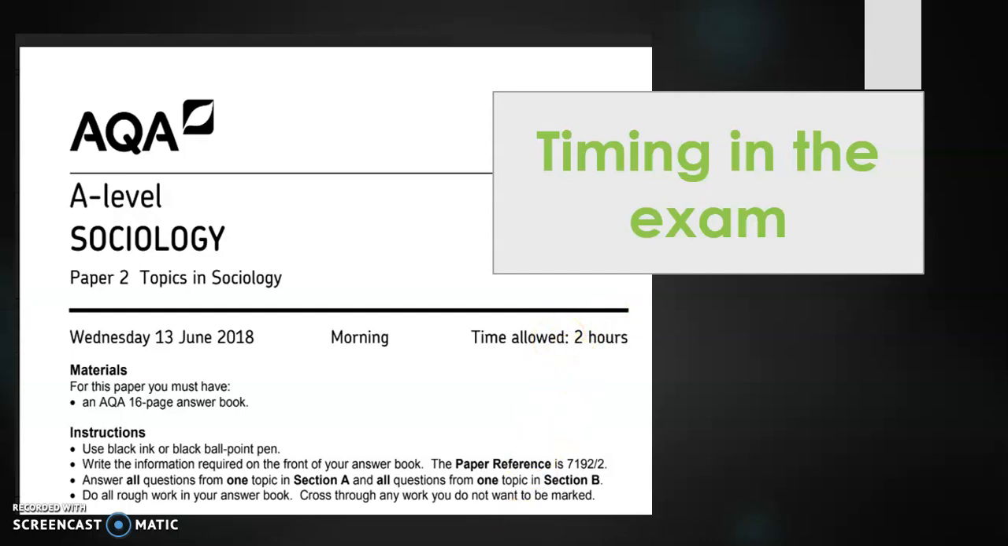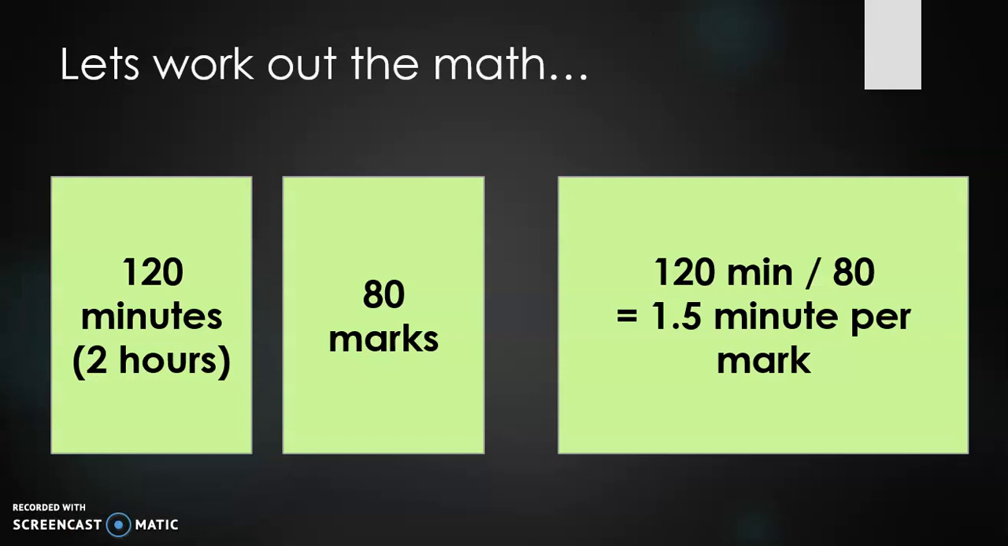Now on this paper, you will answer all the questions from section A and all the questions from section B in an additional answer book. Now what it doesn't tell you is how to allocate your time. So it's generally agreed that we can work out roughly how many minutes you spend on each question. So we do that by taking the number of minutes, 120, and divide it by the number of marks, which is 80, and that leaves you at 1.5 minutes per mark.